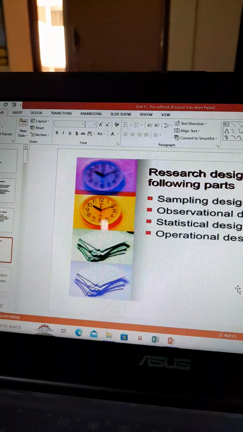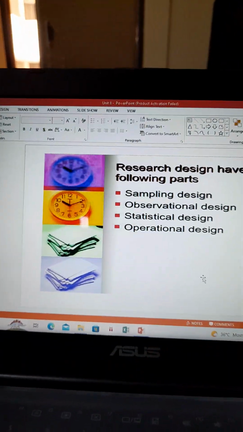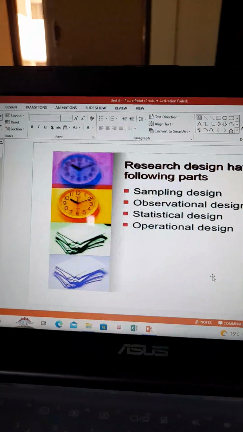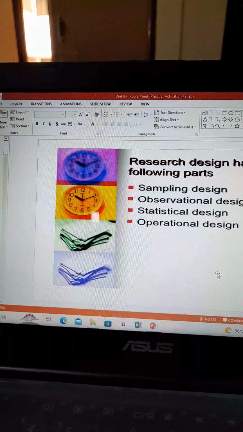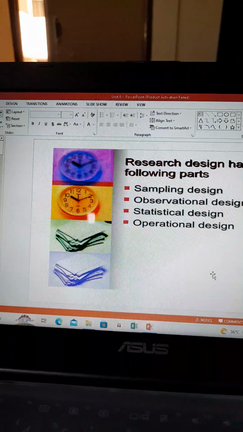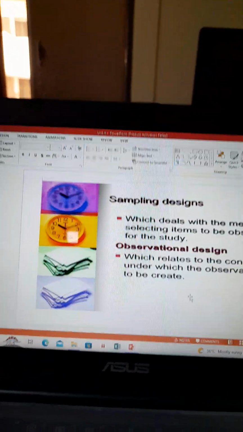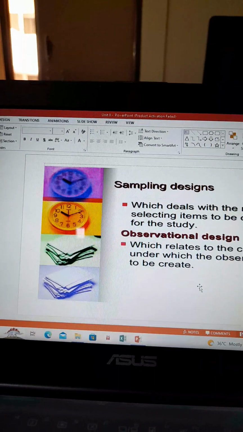Now the research design has the following parts, namely the sampling design, observational design, statistical design, and operational design. So there are four types of designs: sampling design, observational design, statistical design, and operational design. First, let us discuss the sampling design.